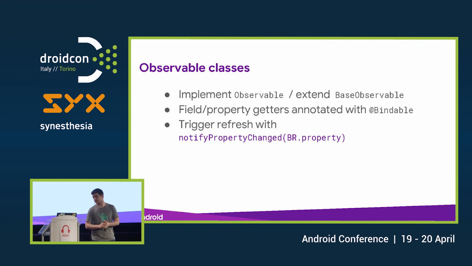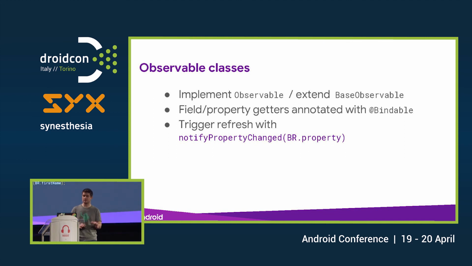Now, observable classes. The most advanced way of implementing observability in your app. You have to do 3 things. Implement the observable interface, or extend the base observable class. Annotate the properties or the getters of the properties that you want to make observable with bindable, and then trigger the refresh with notify property changed.